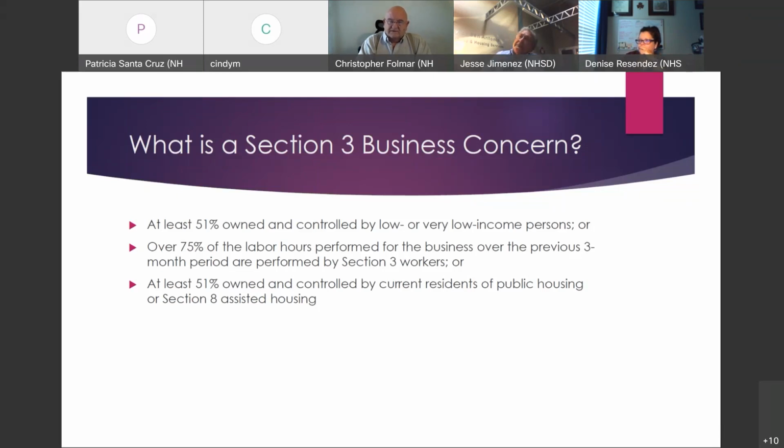And then the other one is that 75% of labor performed by the organization over the prior 3-month period is performed by individuals who qualify as low income. So if you've been using people who qualify as low income for the past 3 months, then you can qualify as a Section 3 business concern. Next, please.